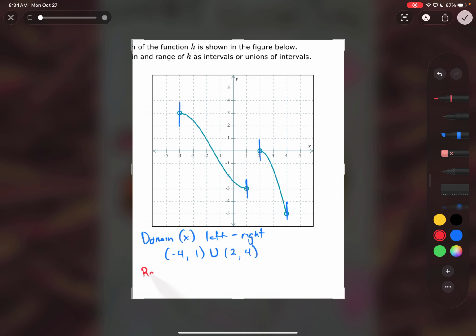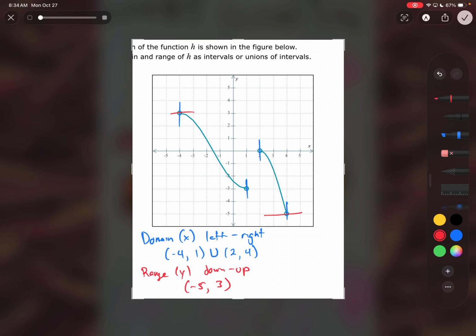The range is how far down to up. So the bottom of this graph right here is at -5. Again, it's a parentheses because it's an open circle. And the top of this graph is at 3.